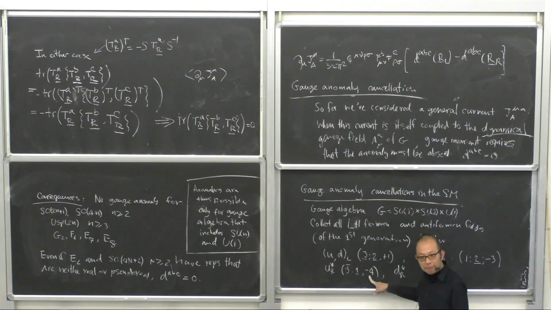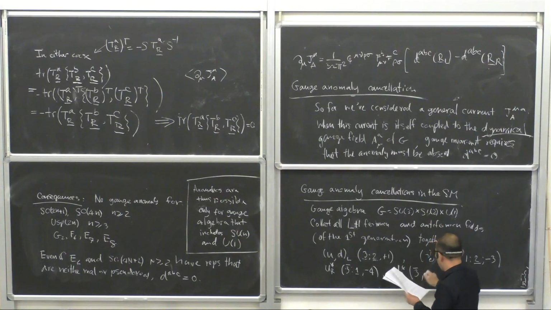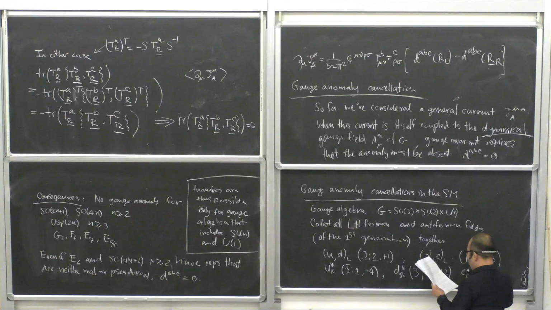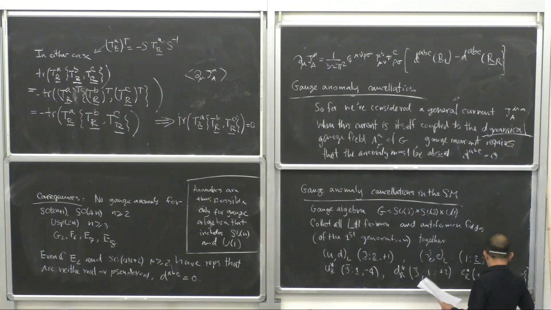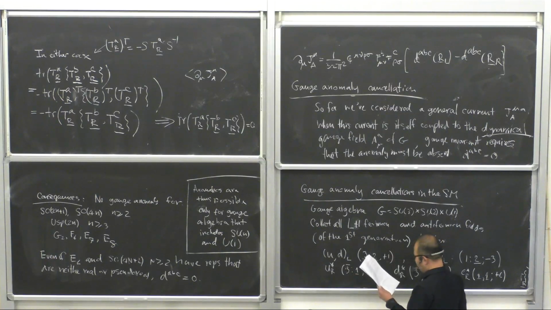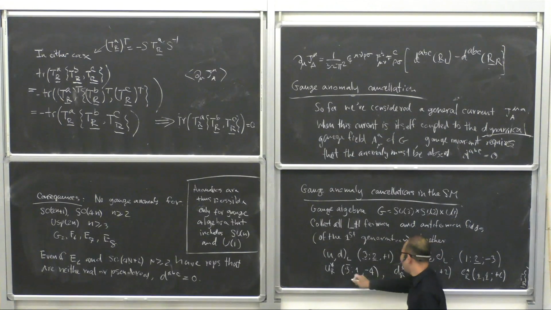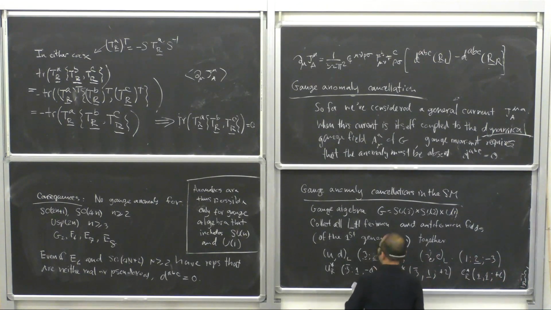Is that clear? I put a star because I will compute as if everything belongs to the left-handed collection. This is a convenient notation. The other one is (3 bar, 1, +2), and the right-handed electron is (1, 1, +6). I'm sorry about the underline, I'm not good at it, but you know what I mean. Excellent. Now this is the important part.